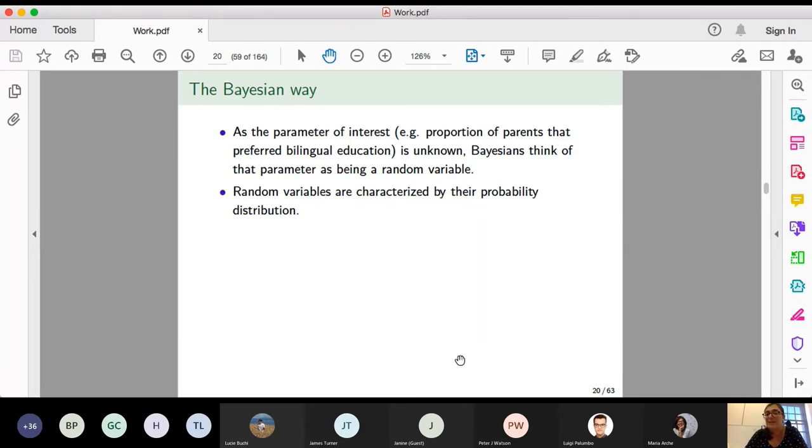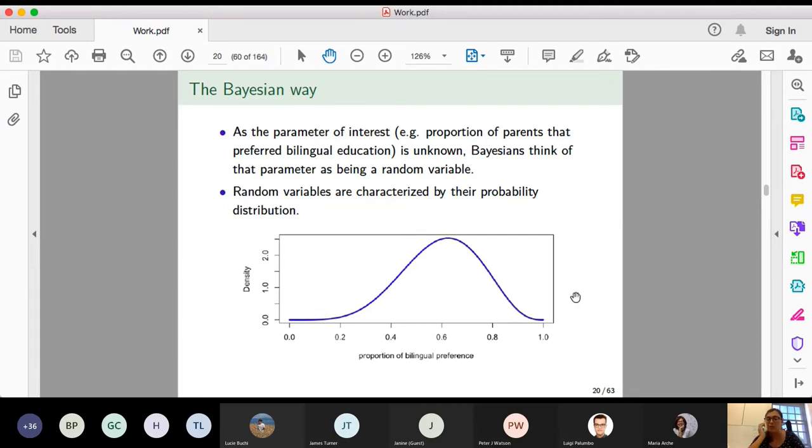Now we know that random variables are characterized by probability distributions, right? If you know the probability distribution of a random variable, perfect, you can know many things about this random variable. This is a possible distribution. I'm using here a beta distribution, but I just wanted to show one possible distribution that could represent, for example, the proportion of bilingual preference. We know that the proportion is a number between 0 and 1, so I'm using the beta distribution because the range for this distribution is between 0 and 1. So what is this distribution telling us? Well, this distribution is showing us that it seems to be more likely that parents prefer bilingual education over monolingual education, because most of the density is around here, for values of 0.5 or higher, for this example that I've done, right?